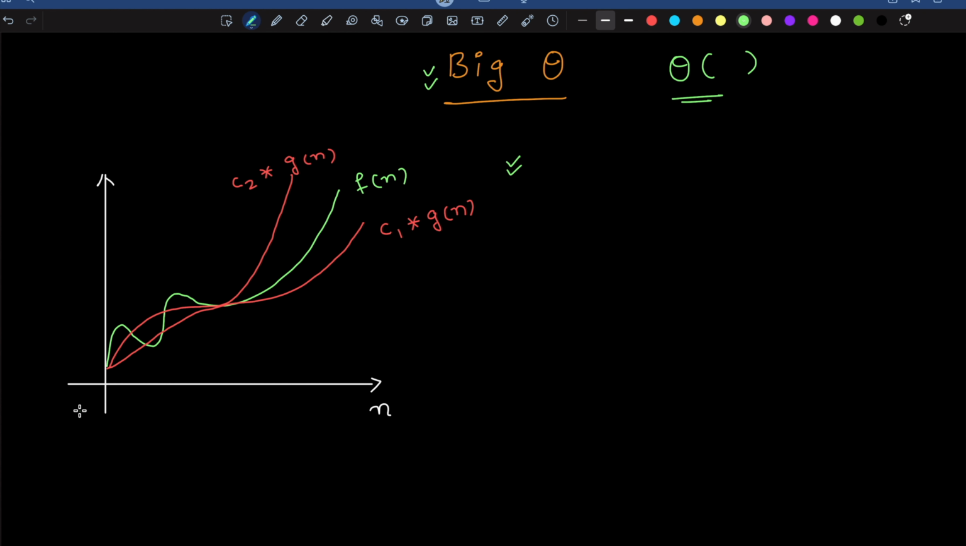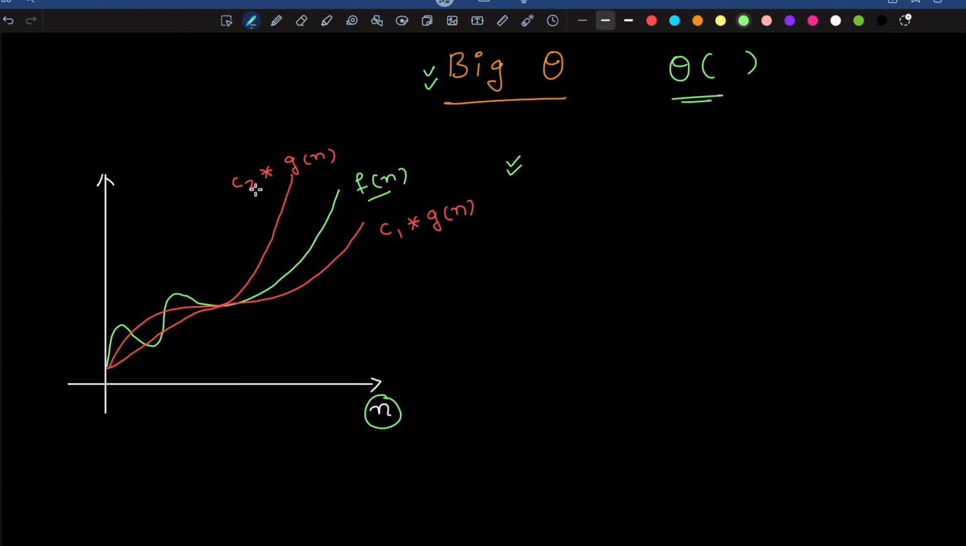So same as how I showed the graph for big O, let me show you a graph for big theta as well. Then we'll understand the mathematical explanation from this graph. Imagine I have a graph, and the x-axis represents the value of n, and the y-axis represents time or space. Suppose I have a curve, this green curve, which represents f of n.